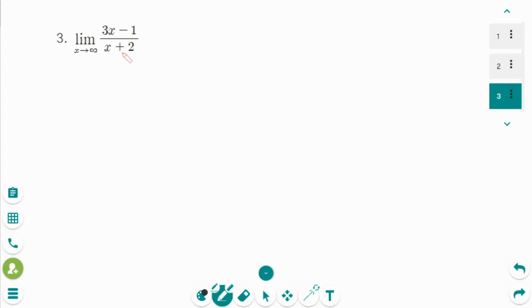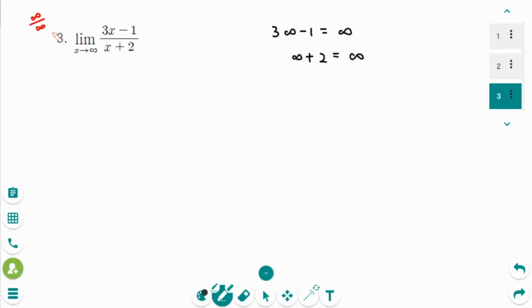The next question is this one. When you put infinity into x, you get 3 infinity minus 1, which is infinity, and infinity plus 2 is infinity. So this form makes infinity over infinity. Please remember this format. I will write it down here.